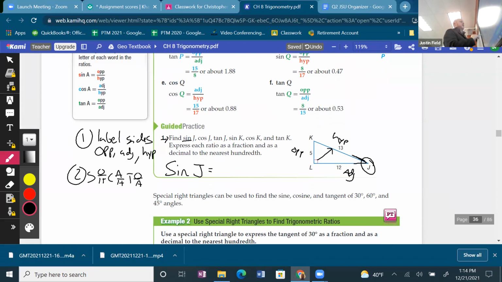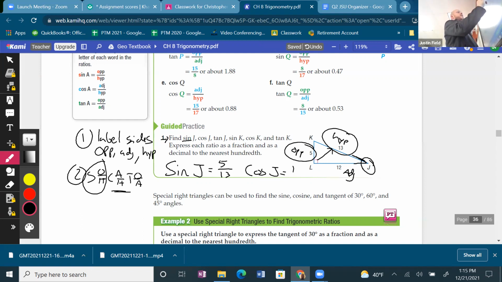All right, so the sine is the SOH part. That means we want to put the opposite over the hypotenuse. So the sine of J is the fraction 5/13. What is the cosine of J? That's the CAH, the adjacent over the hypotenuse, the fraction 12/13. What's the tangent of J? That is the opposite over the adjacent, which would be 5/12.